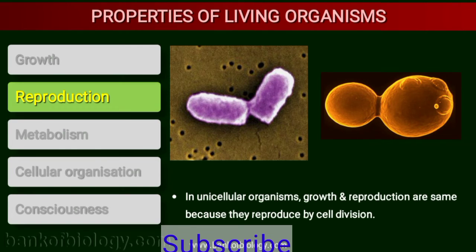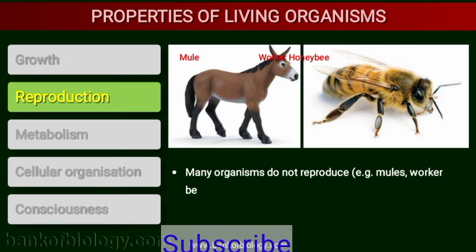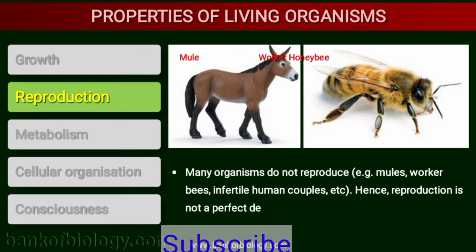In unicellular organisms, growth and reproduction are the same because they reproduce by cell division. In asexual reproduction only one parent is involved, whereas in sexual reproduction not only a male but also a female is required. Many organisms do not reproduce, like mules, worker bees, infertile human couples, etc. Hence, reproduction is not a perfect defining property of living organisms.